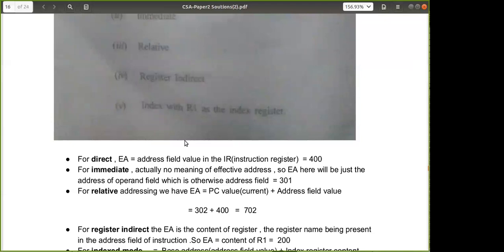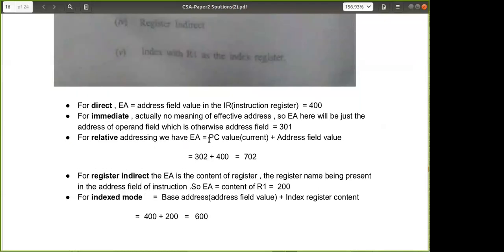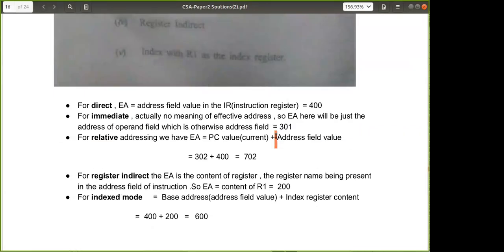And the third is relative. In relative, we have the PC value. The program counter's current value is 302, because we have already reached 301 and the program counter is incremented by 1. The address field value is 400, and relative means with respect to the program counter. So we add 302 plus 400, and the answer is 702.